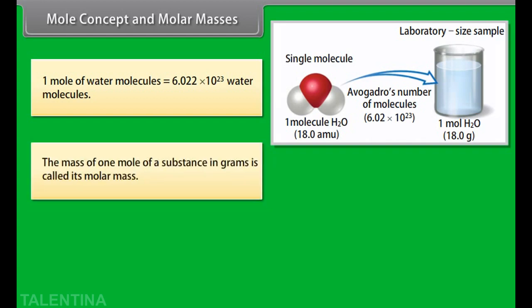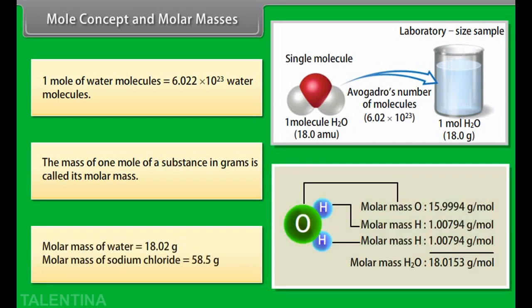The mass of 1 mole of a substance in grams is called its molar mass. Molar mass of water is equal to 18.02 gram. Molar mass of sodium chloride is equal to 58.5 gram.